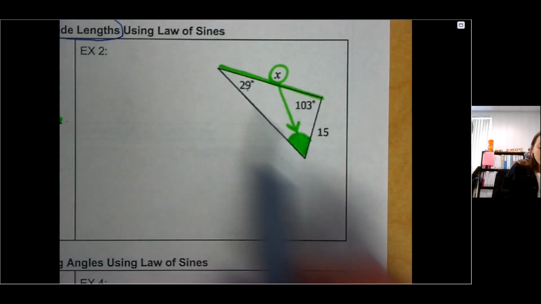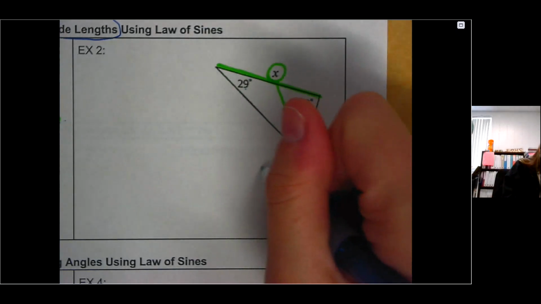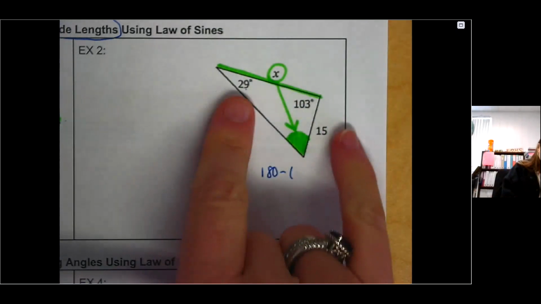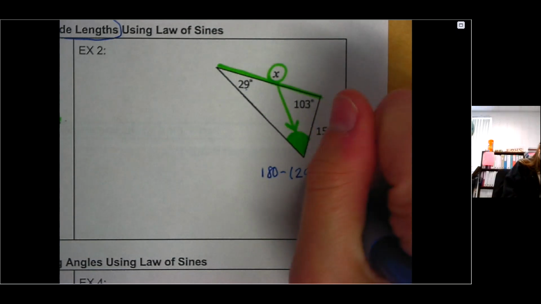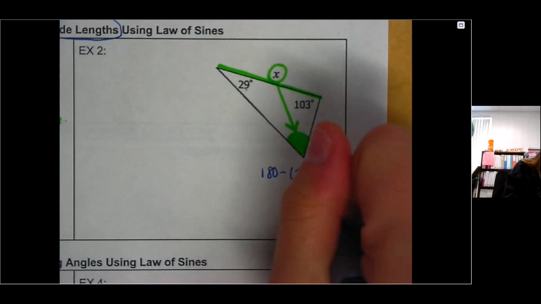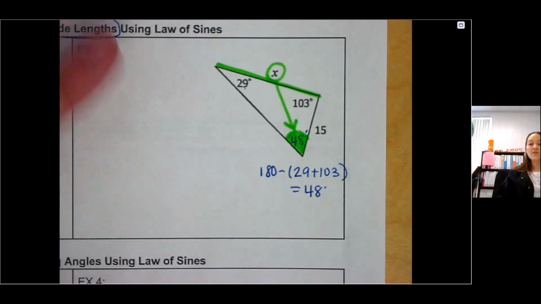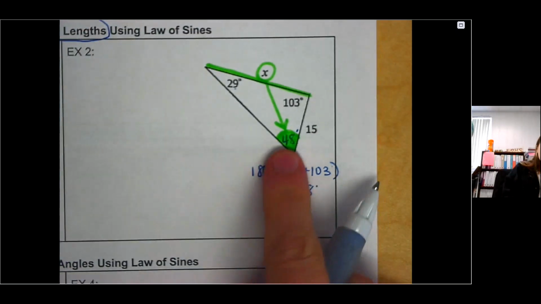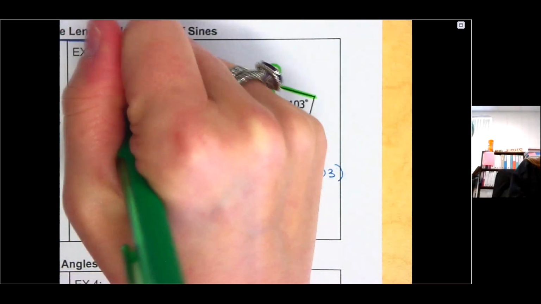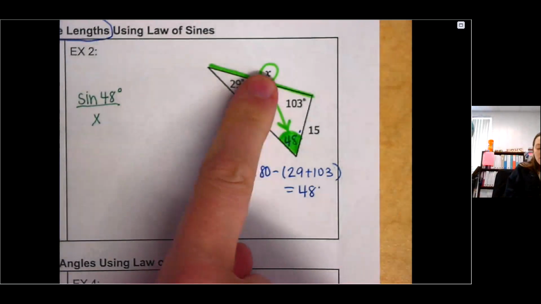And I know that this is a triangle. A triangle always adds up to be 180 degrees. So I can figure out that unknown angle by taking 180 and subtracting the two other angles that I have, which are 29 and 103. So if I subtract them both from 180, I get 48 degrees. So this angle here is 48. So one of my fractions is going to be the sine of 48 over x. So it's the sine of the angle over the side across from it.